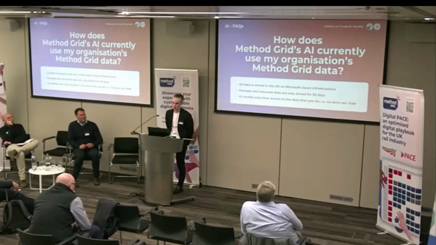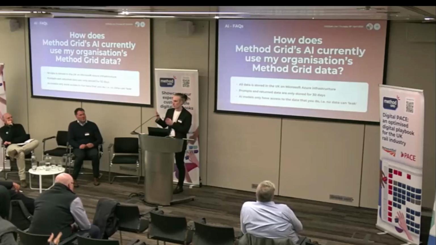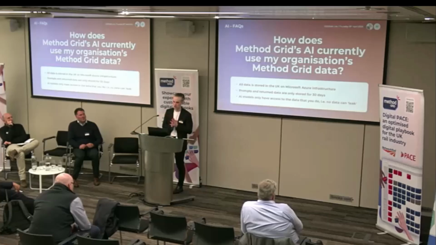And the AI models only have access to the data that you do. So all of the permissions within MethodGrid, if you have access to certain grids, then the AI, when you use it, can have access to those grids. It won't have access to anything else. It's totally bound by the same permission system that the rest of the system is. Any questions about any of that? Everyone feeling reassured?